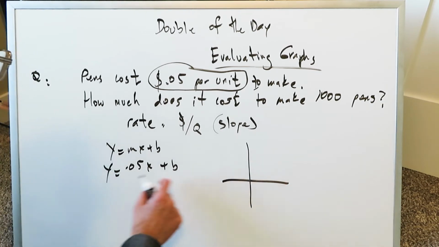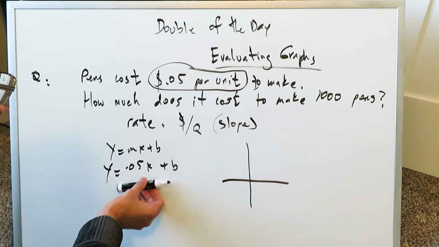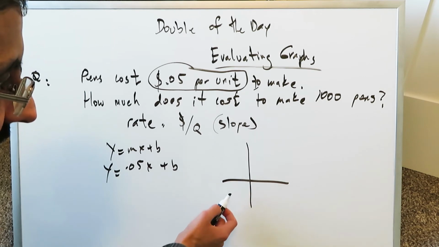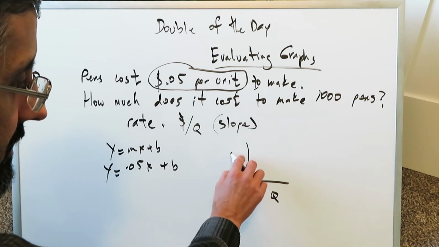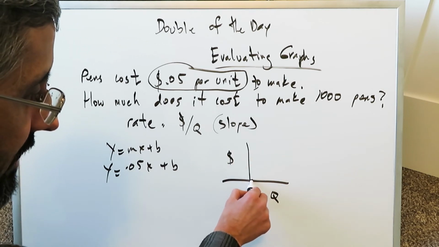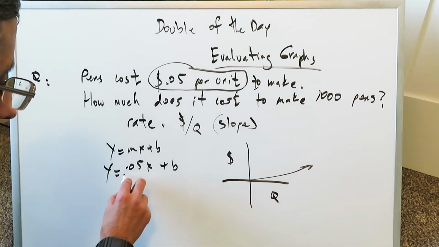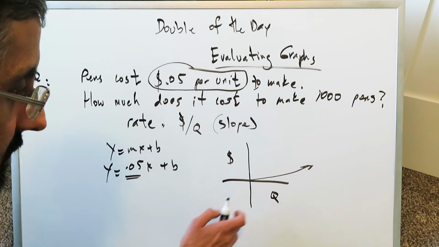A graph of something like this, 0.05 is not a large number. It's a very shallow slope. It's still upwards, but it's very shallow, and you're not going to have negative money. You'll only have positive money. You can have quantity over here and price over here, and you'll have a line which will go across like this. It's not a steep line, it's a very shallow line because this number is very small. It's still positive, but it's small, so it's a shallow slope.